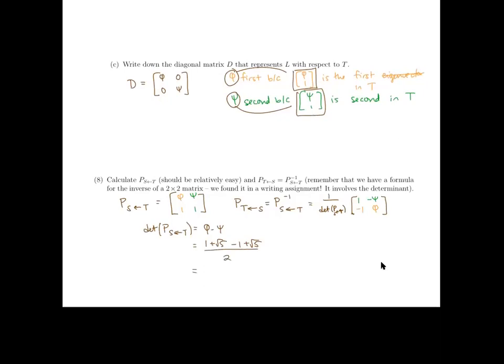And so we get 2 square root of 5 over 2, which is just root 5. And so this tells us that the inverse matrix here, the one that goes from S to T, is going to be 1 over root 5, that scalar, times this matrix 1, negative c, negative 1, phi.